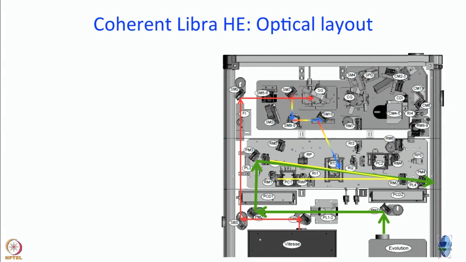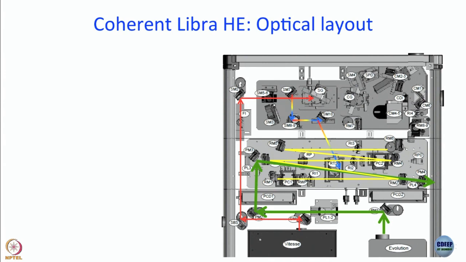Then from RM3, what is there after this? What is RP? I told you, region polarizer. So it goes through the region polarizer, through the Pockel cell, the second Pockel cell, to RM4. Okay? From RM4, it goes to RM5. Right? So now it looks like a W kind of thing. Soon the W will no longer be W, it will be something more than W, triple U, quadruple U, something like that. Okay. From RM5, it goes to RM6, and that is the end of the cavity, region cavity.